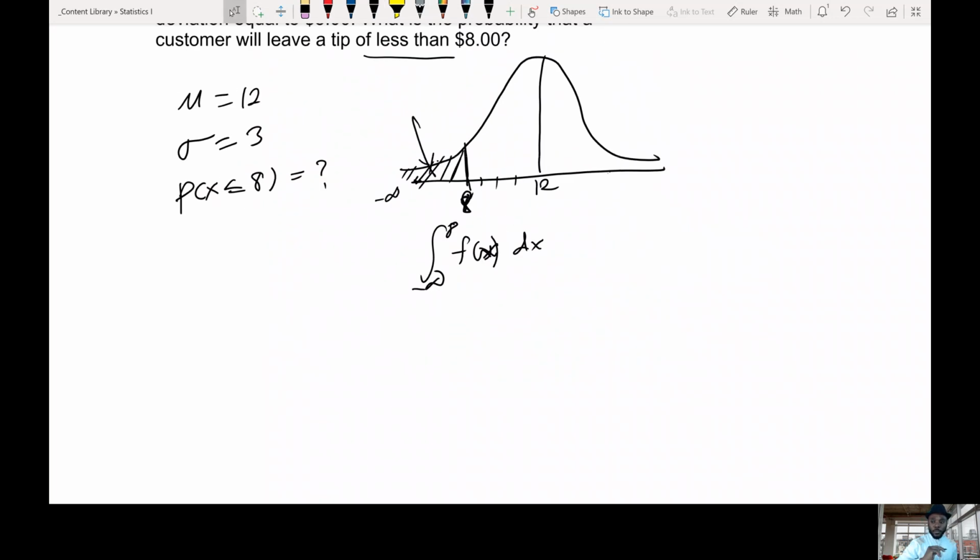So first, we need to convert this to our standard normal distribution. So what is the z value? That would be x, which is 8, minus 12, divided by 3. Okay? So what is that? What's 8 minus 12? 8 minus 12 is what? Is negative 4, right? So that will be negative 4 divided by 3. Now you can pick up your calculator to do that.